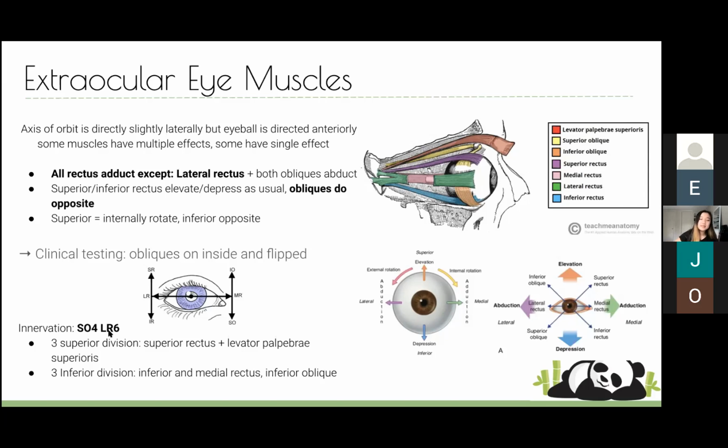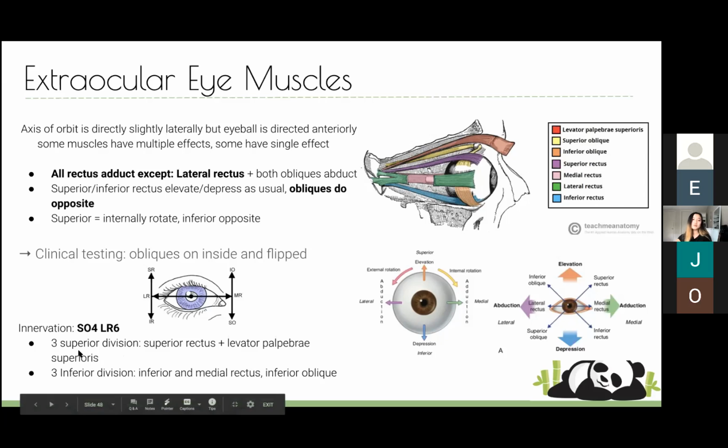In terms of innervation, you just remember LR6, all else 3. But 3 has 2 divisions. You've got your superior and your inferior division. So superior does your superior rectus and levator palpebrae superioris, which works on your eyelid. And then your 3 inferior does your inferior rectus, medial rectus and your inferior oblique. And they kind of run like this.